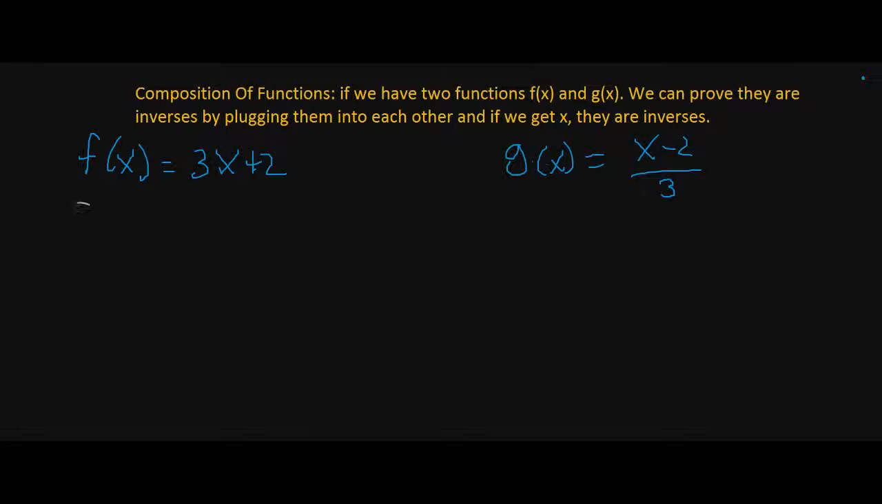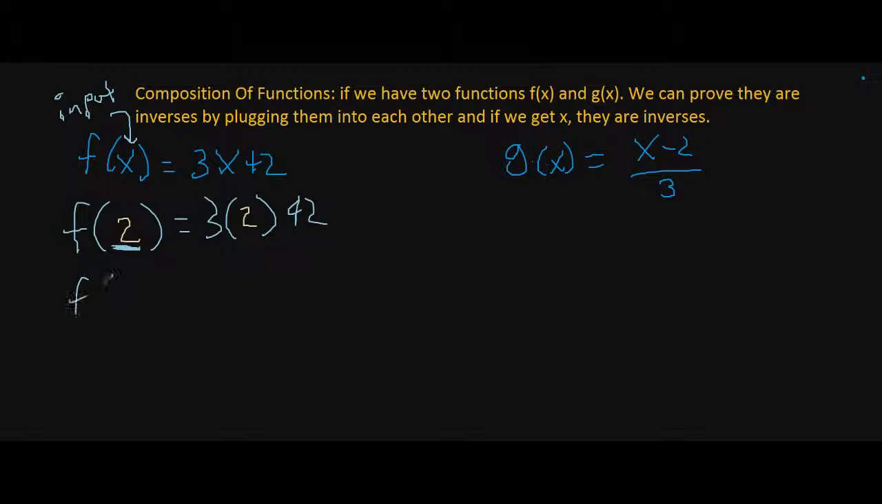Alright, if I told you to solve for f of 2, what would you do? Well, remember, this is our input. Whatever number I have here, I'm going to replace the x. So I have equals 3 parentheses, I'm going to replace it with 2, and we're going to get plus 2. So f of 2 is equal to, what's 3 times 2? Well, that's 6 plus 2. And so f of 2 is equal to 8.